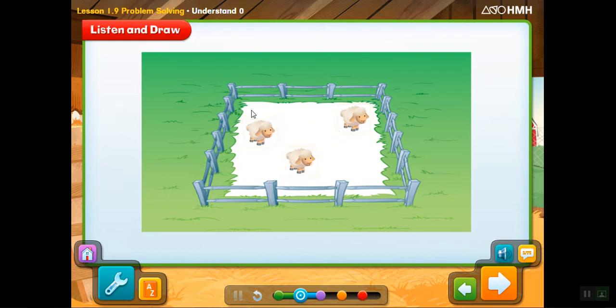Okay, so we have 3 sheep in the pen. They want to go take a little walk in the field. Let's see what happens if we allow them to do that and how many sheep we have left over.